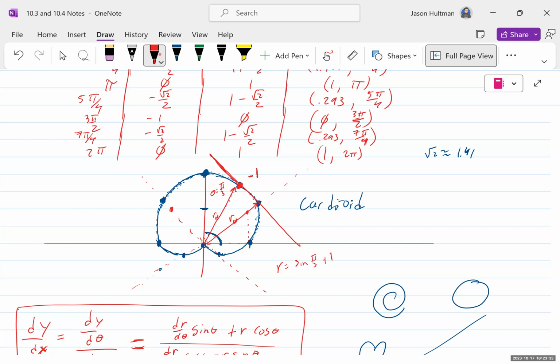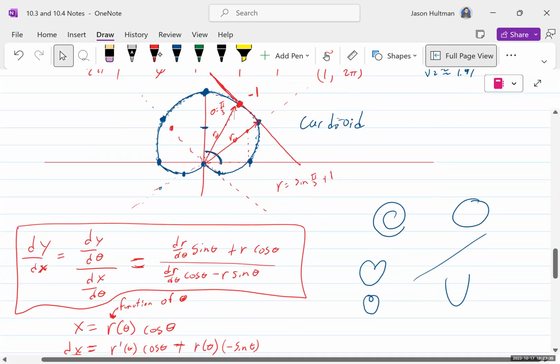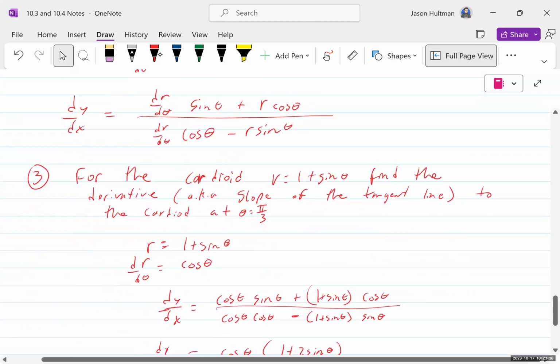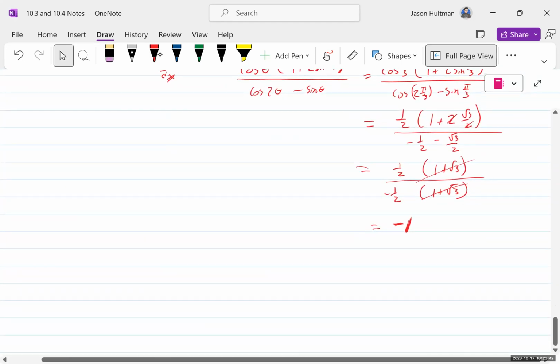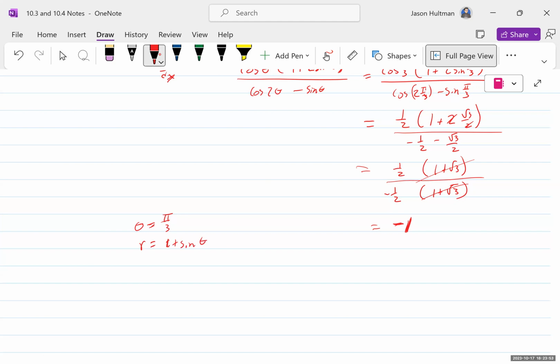I have a point. Let's go back down here. If I wanted the equation of the tangent line, we know that theta is equal to pi over 3, so we already have our theta. But what's r going to be equal to?